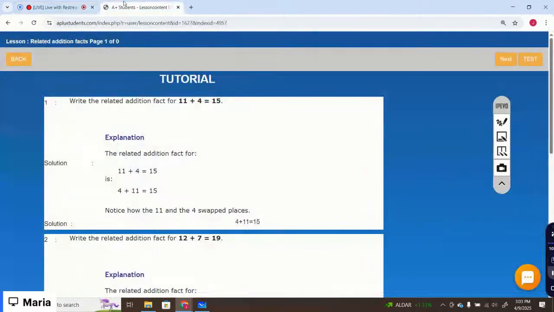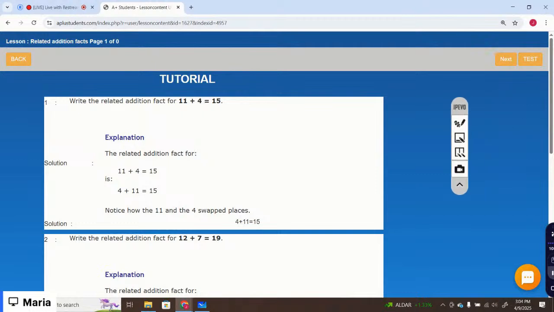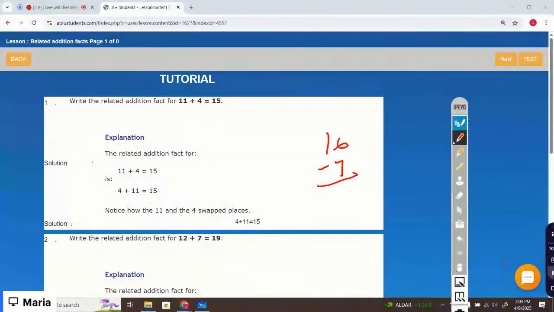Let's just start with the lesson related addition facts. Write the addition fact for 11 plus 4 equals 15. So basically, the related addition facts are exactly the same numbers, just the order of the numbers is different. Just their places are different. Like here we are given 11 plus 4 equals 15, so for the related addition fact you just swap these two numbers. That would be 4 plus 11 equals 15. So the correct option is 4 plus 11 equals 15.